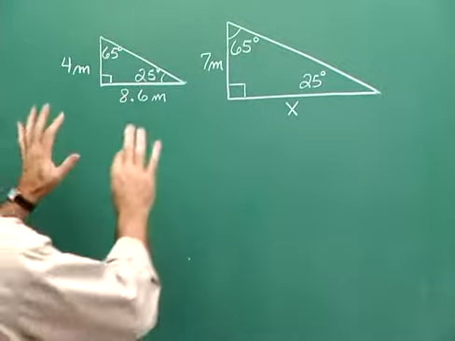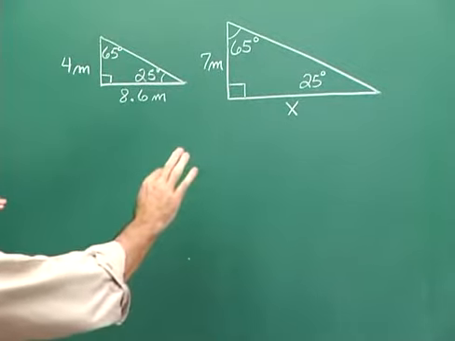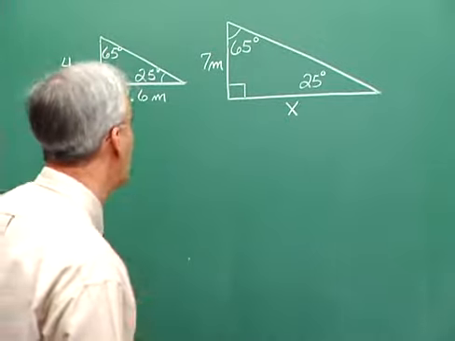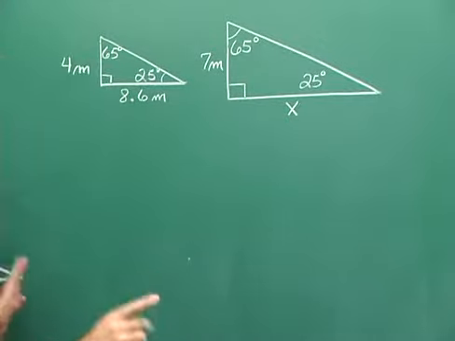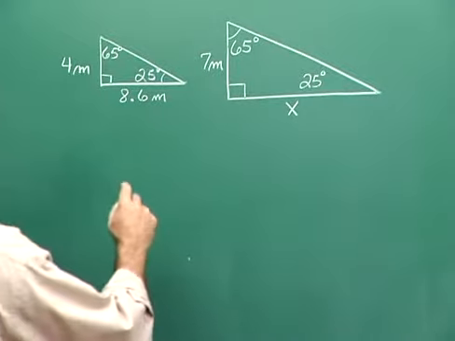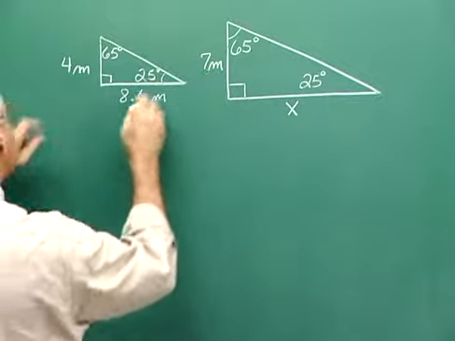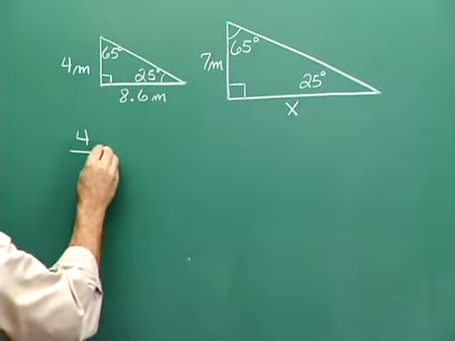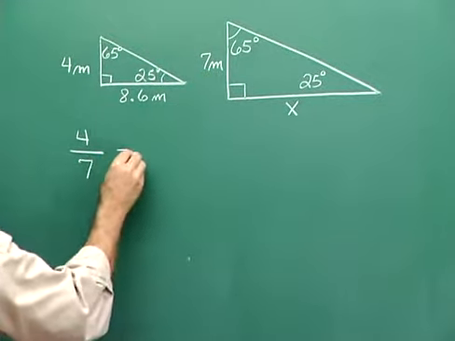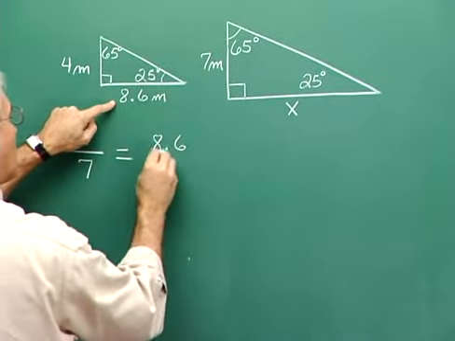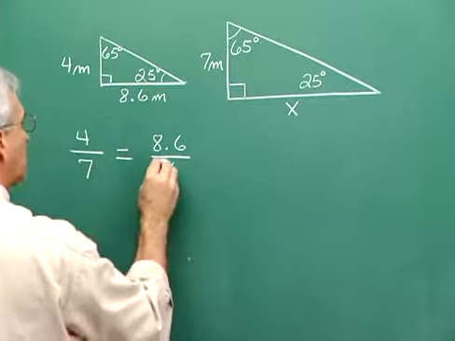Okay, now we can use the idea of our ratios in order to find x. And here's how we do that. There are a lot of right ways to do it. One way to do it is to say 4 corresponds with 7 in the same way as 8.6 corresponds with x.